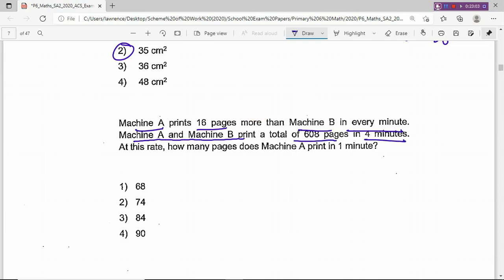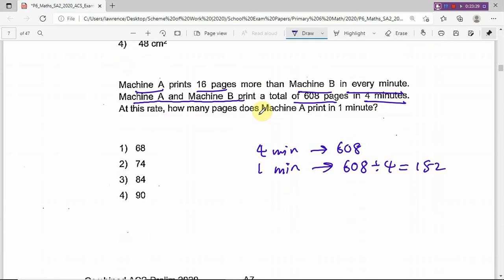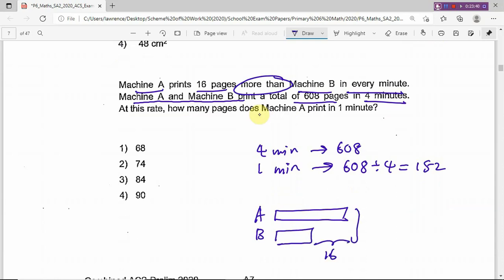So immediately, can I find 1 minute? What is the total? So if 4 minutes, the total pages is 608, then machine A and B together in 1 minute, you divide by 4, right? So you take 608 and you divide by 4, and you will get 152 pages, which is together in 1 minute. And like what I said just now, there's a clue there about what method we can use, which is model. So you have A prints more than B in 1 minute, right? So this is 16 pages more than B in 1 minute, and the total is 152, right?